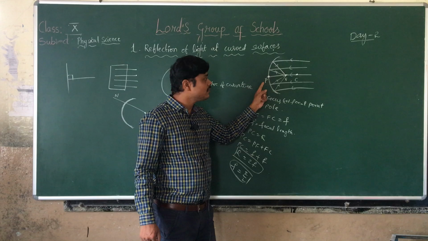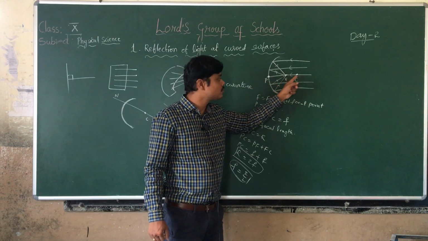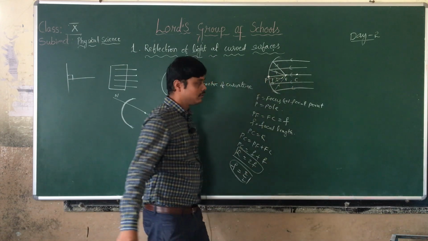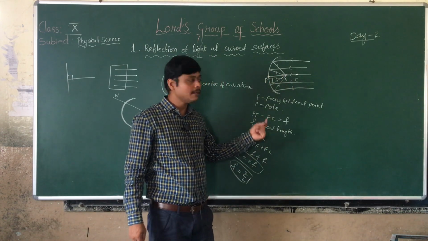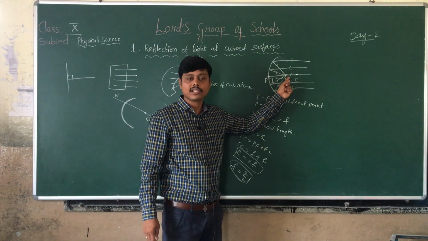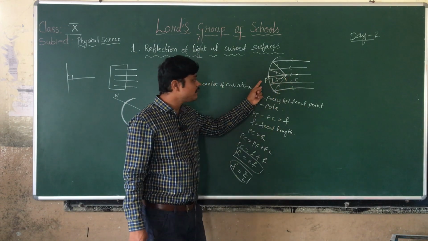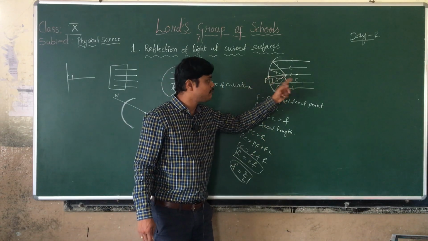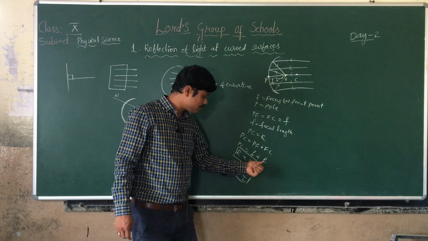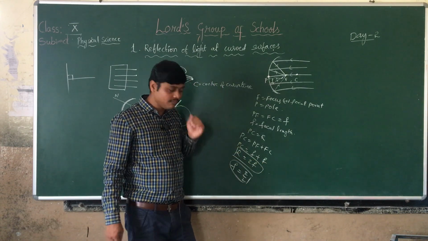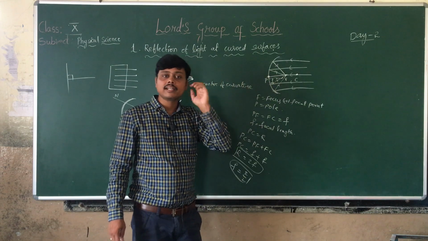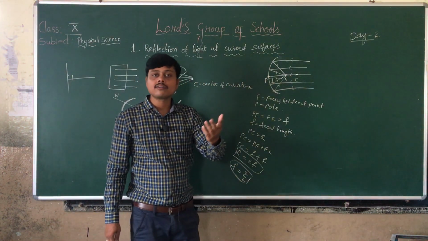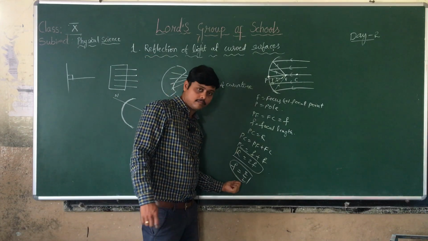And always the distance between the pole and focus is equal to the distance between focus and center of curvature. This you can call small f, which is called focal length. The distance between the pole and focus or focal point is called focal length, and the distance between the pole and center of curvature is the radius of curvature. From the diagram you can write PC is equal to PF plus FC, and R is equal to F plus F, and R is equal to 2F. That means the radius of curvature of any curved surface is 2 times its focal length, or else the focal length of any curved surface is half of its radius of curvature.